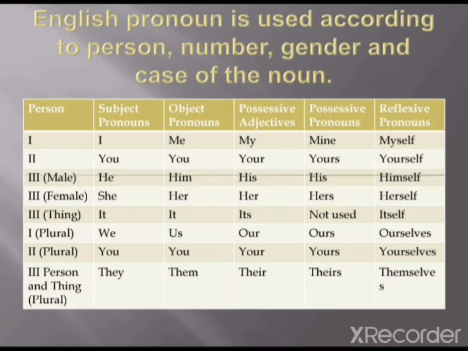Third person thing, subject pronoun it, object pronoun it, possessive adjective its, possessive pronoun not used, reflexive pronoun itself. First person plural, subject pronoun we, object pronoun us, possessive adjective our, possessive pronoun ours, reflexive pronoun ourselves.